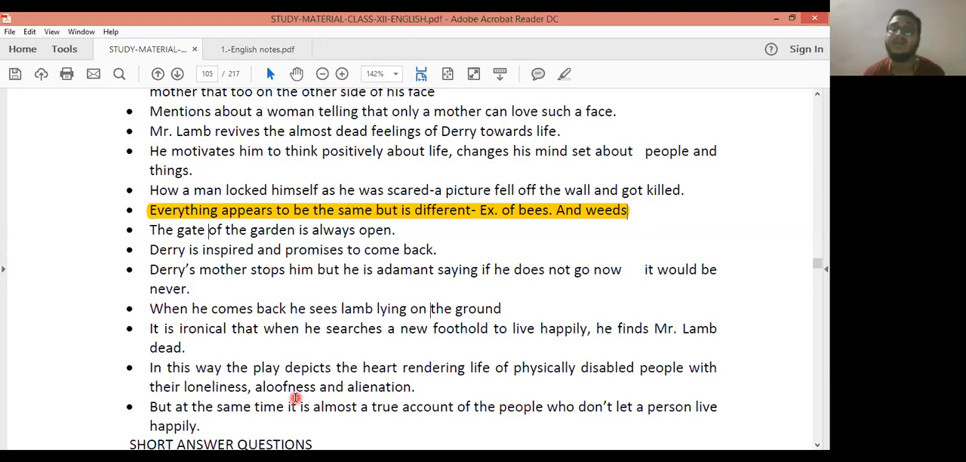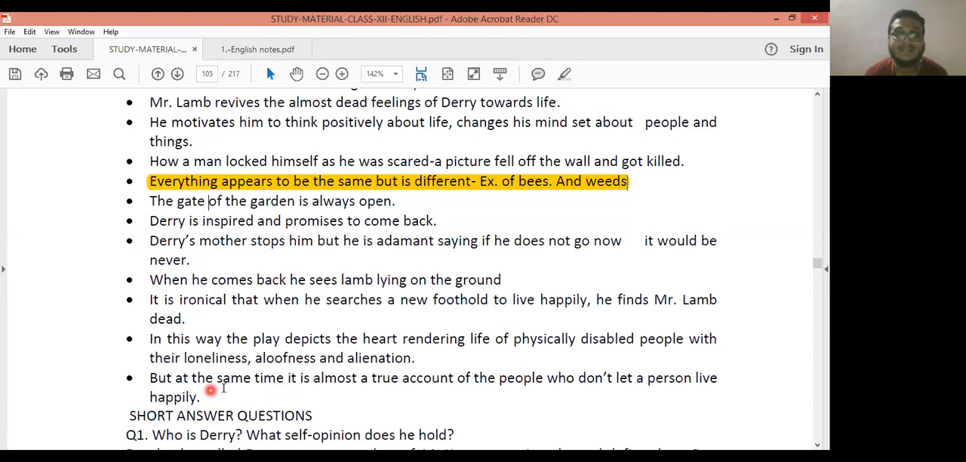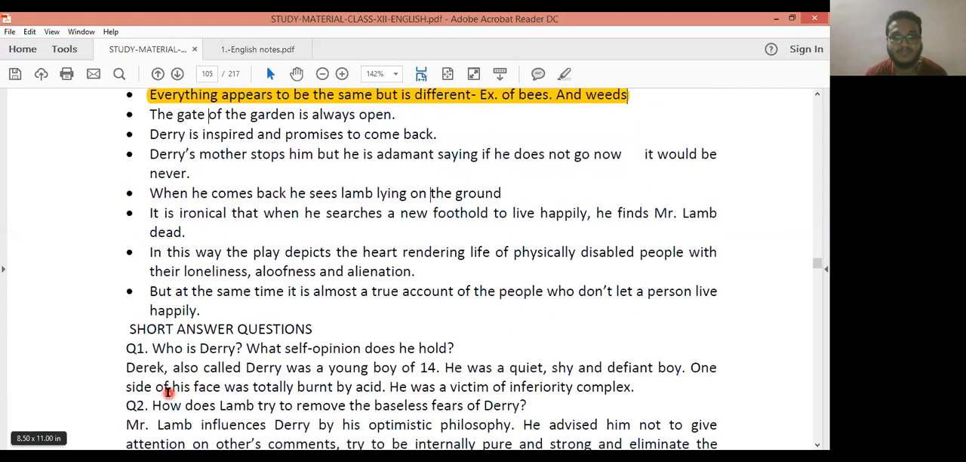Whatever is there in them is clearly projected here in this chapter. But at the same time, it is almost a true account of the people who don't let a person live happily. It's a true account, it's a correct account.